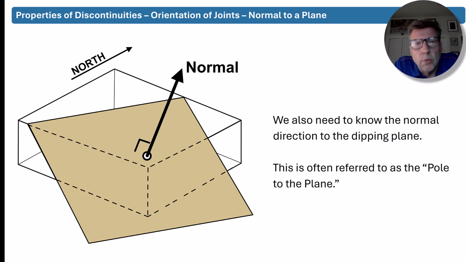This measurement, or the orientation that we need to understand, is known as the normal or the pole to the plane. The normal is a line that is perpendicular to the plane. So a quick recap. Planes, which are a three-dimensional feature, have a strike and a dip and dip direction. But there's also a linear feature, a line, and that's the normal to the plane, or the pole to the plane.